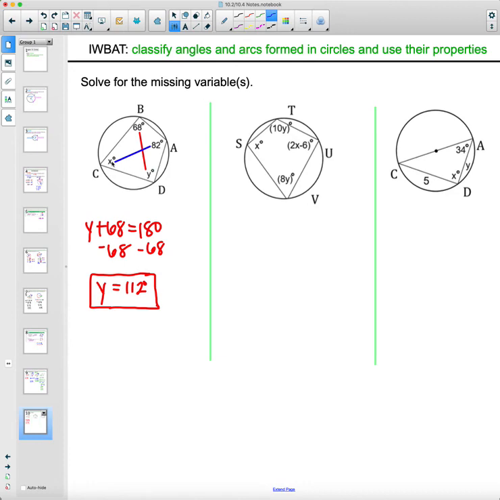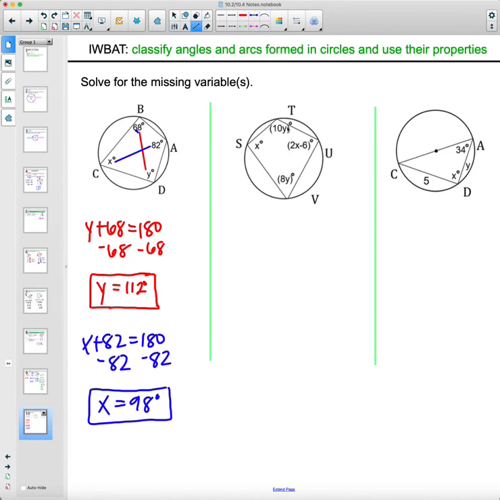And then x and 82 should equal 180. So again, you can just subtract 82 from 180, and you'd get x equals 98 degrees. So here you could just do 180 minus 68 for y, 180 minus 82 for x.